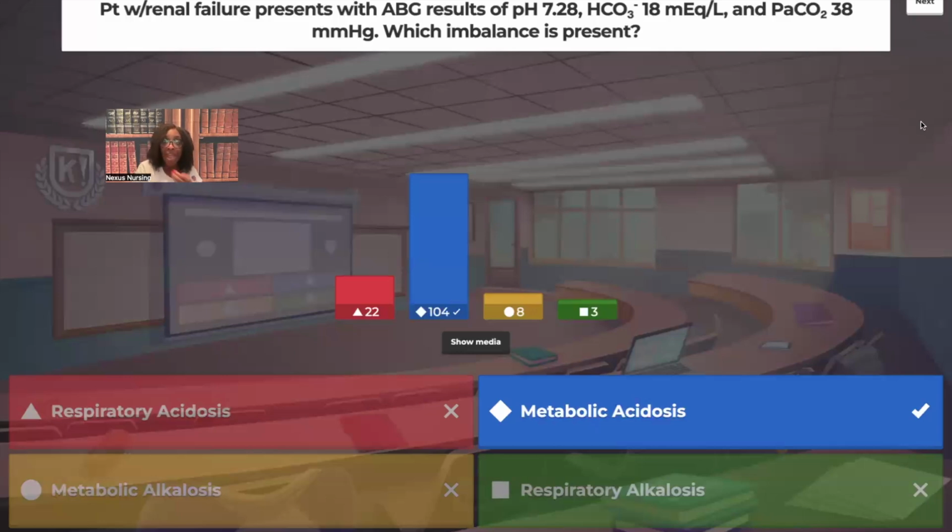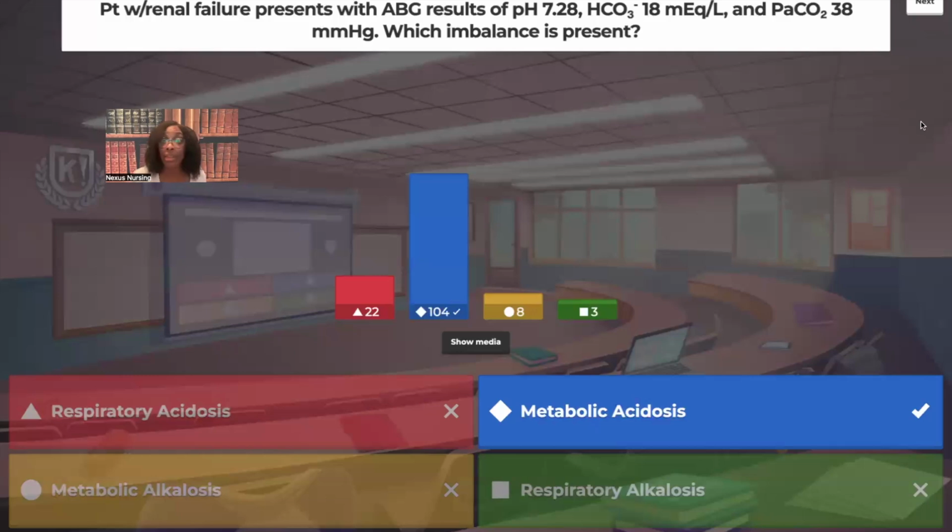How do we know that? This patient's going through metabolic acidosis. The kidneys are in trouble. The only guy that can help are the lungs. Look at what the lungs are doing. CO2 is supposed to be between 35 and 45, and the CO2 is 38. It's within normal limits. What does that tell us?